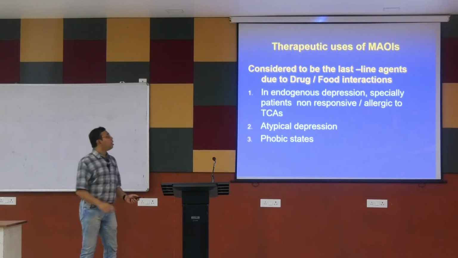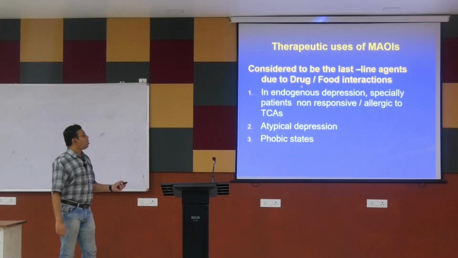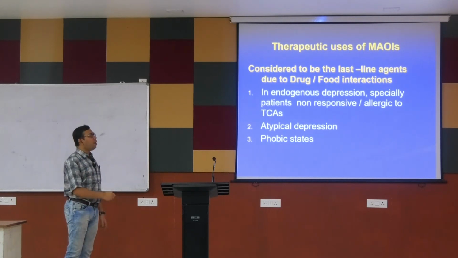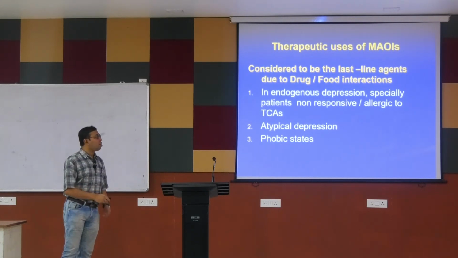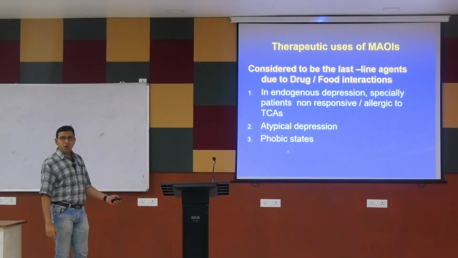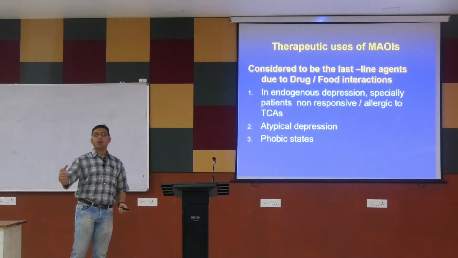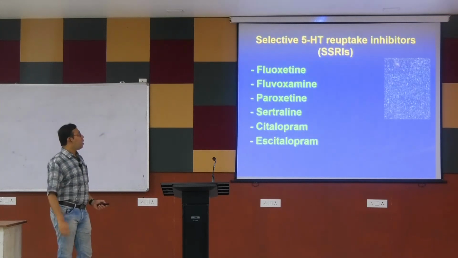Therapeutic use of MAO inhibitors: it is basically very less used nowadays, because of the large drug and food interactions. It can be used in some phobic disorders like social phobia, atypical depression, and in endogenous depression that is refractory to other types of drugs.